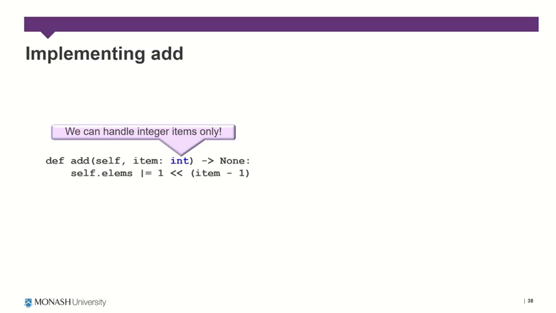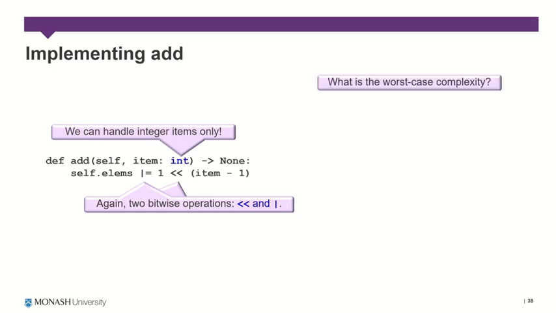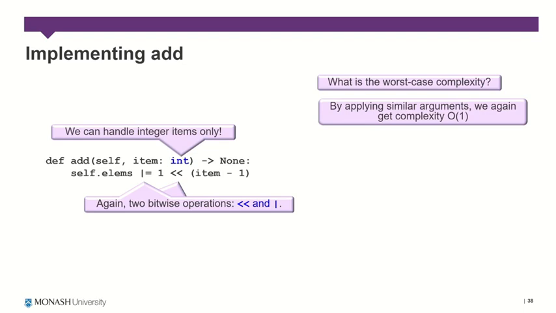Again, if it's already set to 1, then that's fine as well, because it will just ignore it. If you've already set the bit, setting it to 1 again will do nothing, which is great because, again, we don't want to have duplicates in our set. So we can handle integer items only. That's basically the limitation of what items we can add to our set. Again, there are two bitwise operations, the shift and the bitwise OR operation, and because there is no return statement and everything else is an arithmetic operation, the overall big O complexity is O(1).